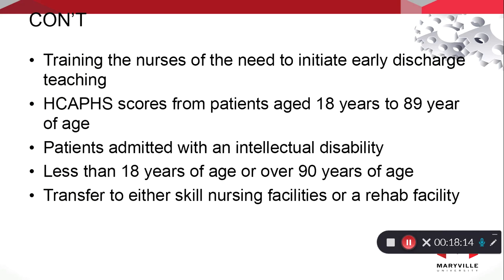The HCAHPS scores from patients aged 18 years to 85 were included, and patients admitted with an intellectual disability like dementia were excluded from the study. Patients that are less than 18 years or above 90 were also excluded from this study. And the last part is patients that are transferred to a facility or a rehab are also excluded from the study because they automatically don't get the survey for them to fill it up and send it back to the hospital.